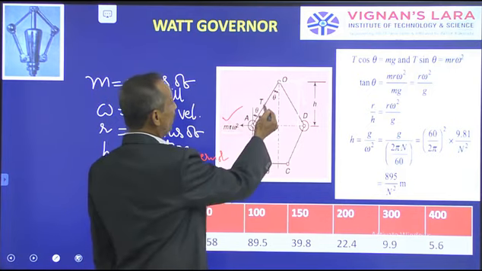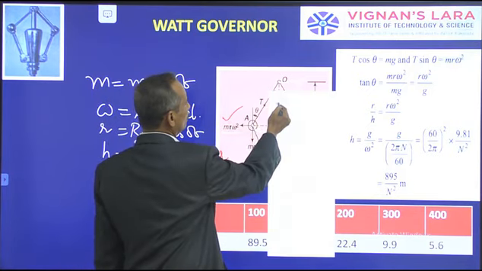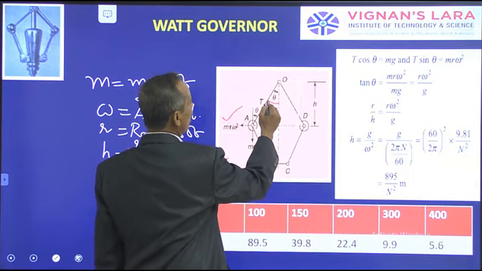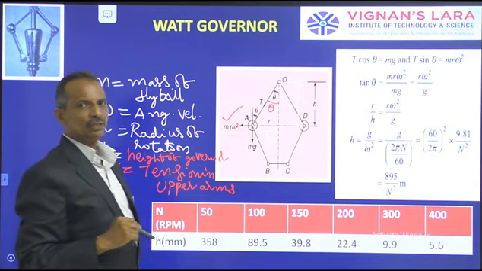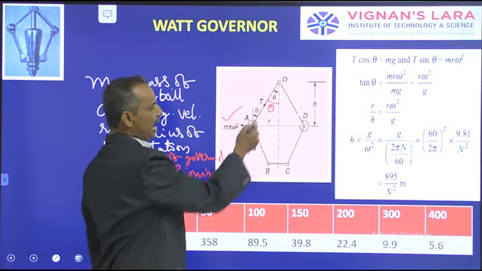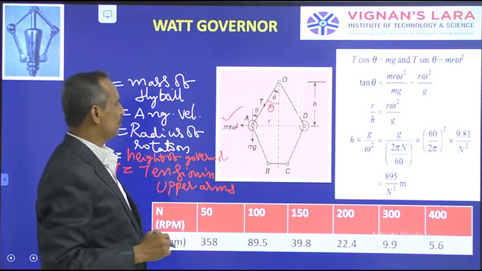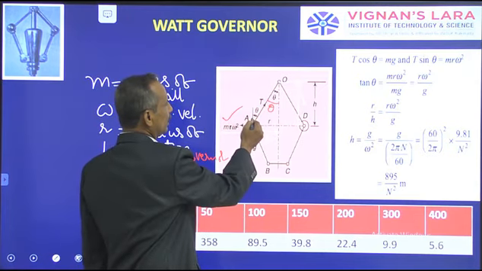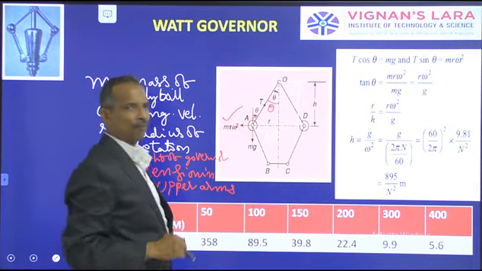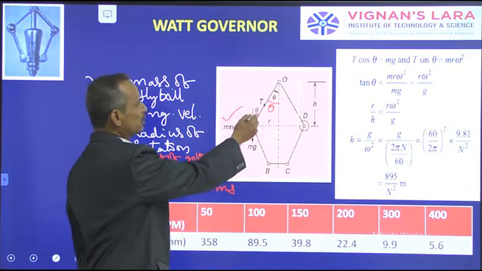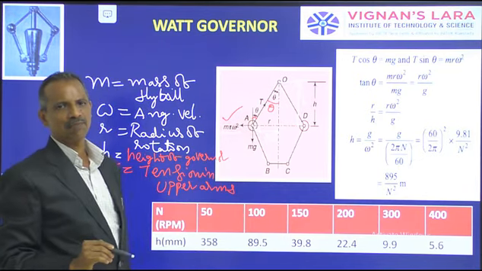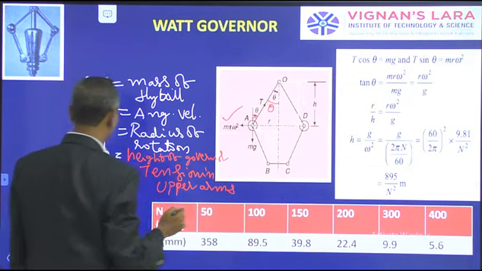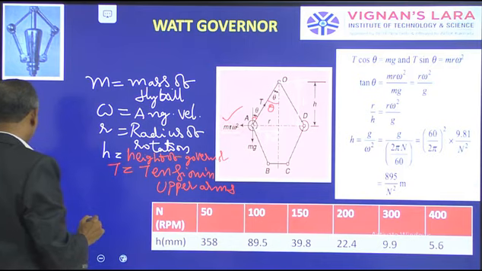Then let us define an angle theta. Theta is the angle made by the upper arm with the vertical. So from the geometry, if this becomes theta, then this also becomes theta. Then take the free body diagram of the fly ball.